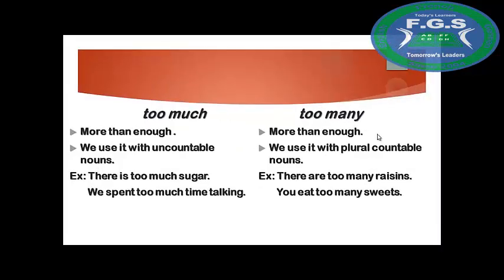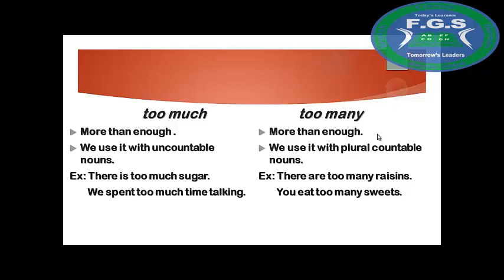Too much and too many. We use too much for more than enough. Too much means more than enough. You have something more than enough you want. We use it with uncountable nouns. So too much means what? You have something more than enough you want. And we use too much with uncountable nouns, just with uncountable nouns. There is too much sugar.